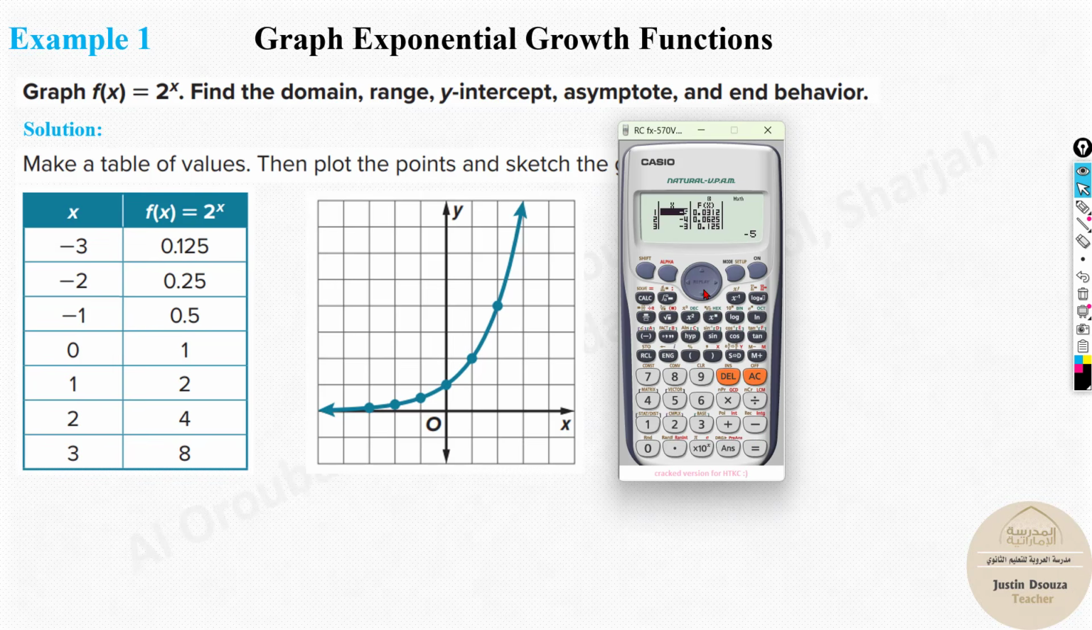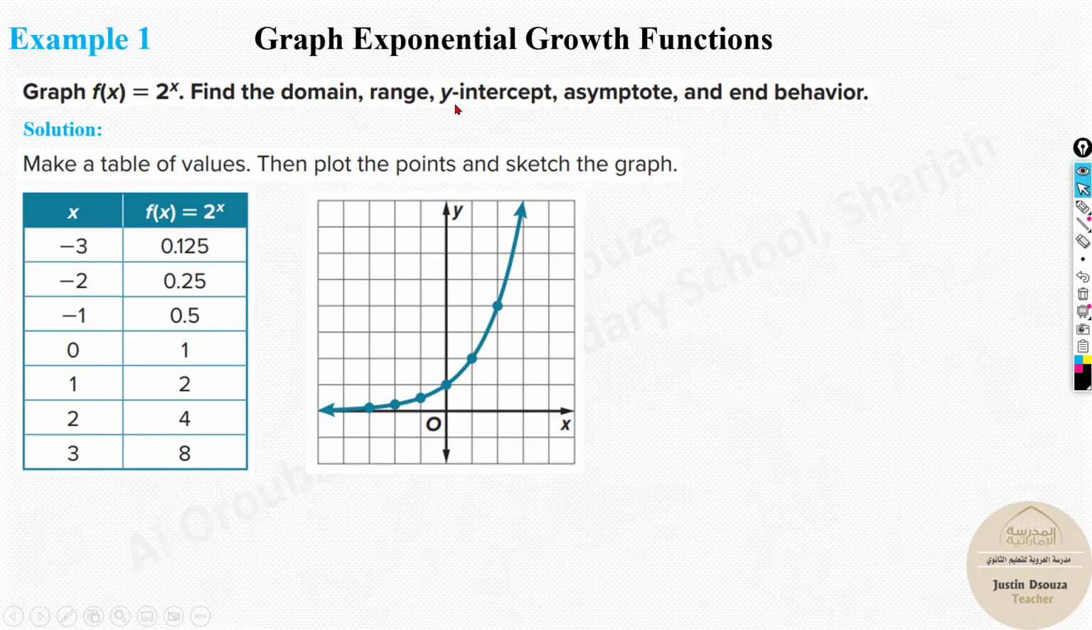See, minus 3 onwards is there over here. It's 0.125, 0.25, 0.5, and so on. So this is the graph from these values, from the table of values. You can do it in the calculator and directly get it.